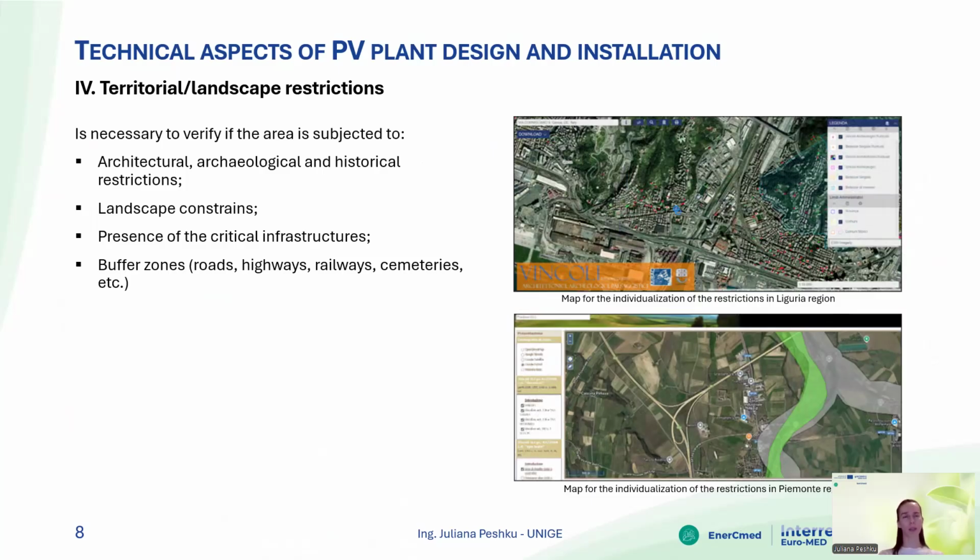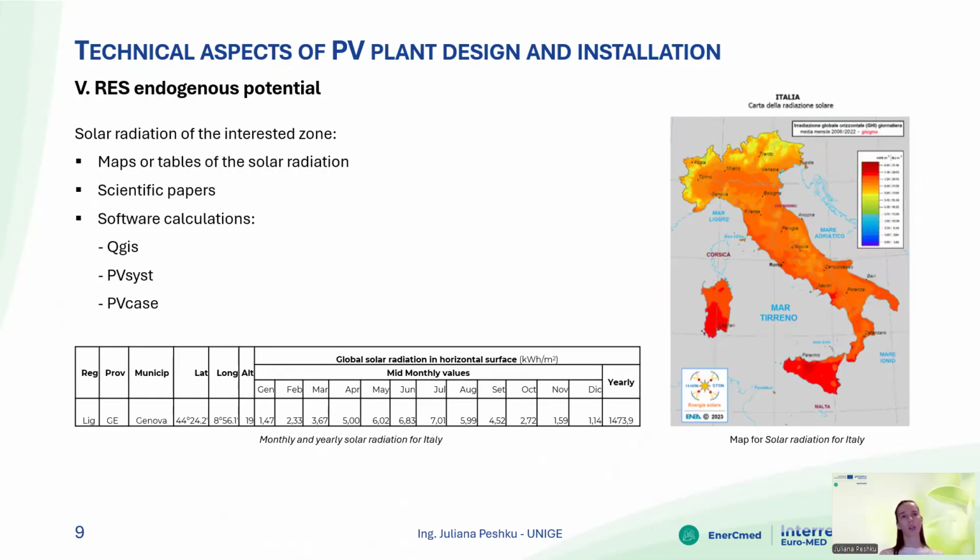After choosing the position of the plant, some verification must be performed in terms of archaeological, architectural, historical, and landscape constraints. If there is presence of the critical infrastructures, or if there are buffer zones to be respected as roads, highways, railways, cemeteries, etc. In these slides are presented two different maps, which in the first one are shown the punctual restrictions for Liguria region. Instead, in the second one are presented the buffer zones for Piedmont region.